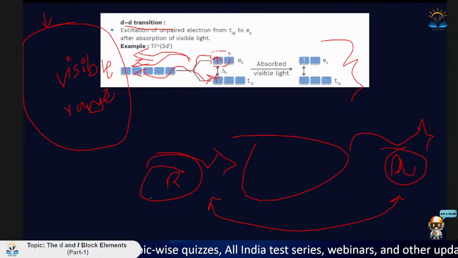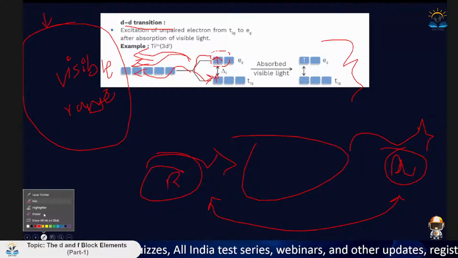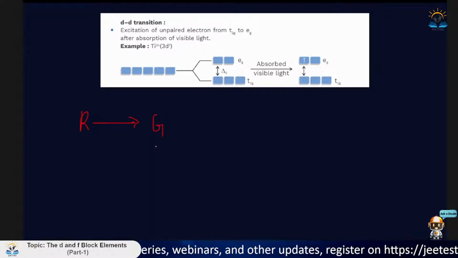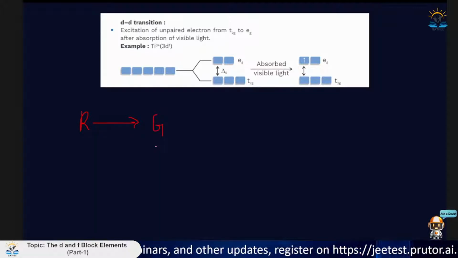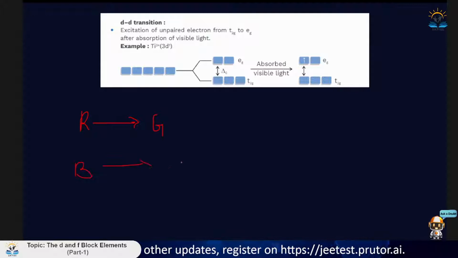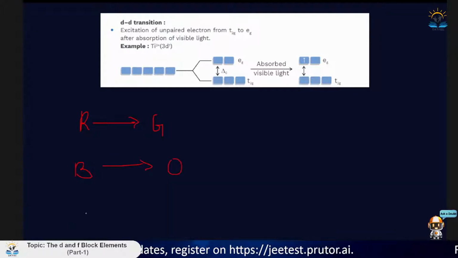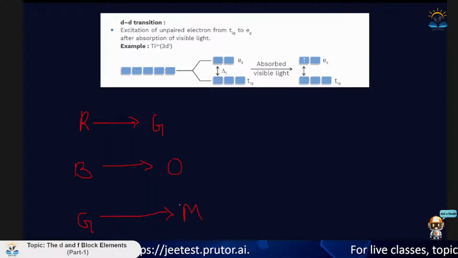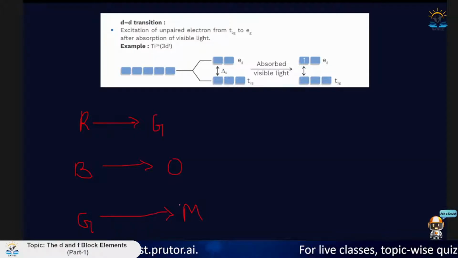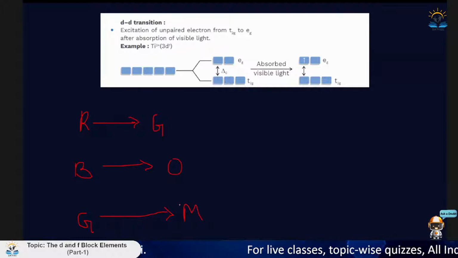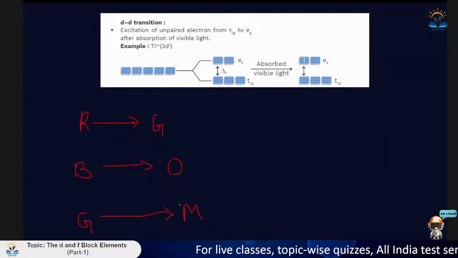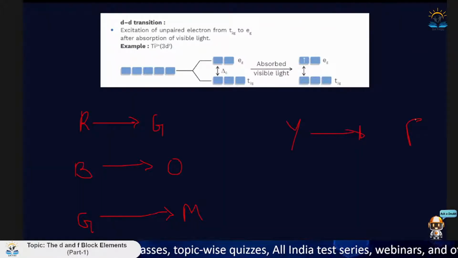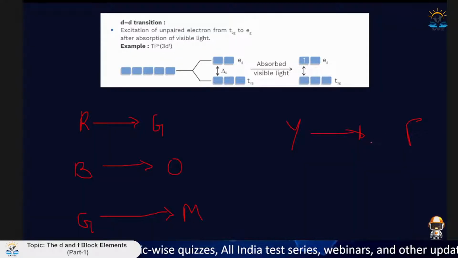Now, here is a thing that you have to remember. Firstly, let's talk a bit about complementary colors. Red has a complementary color of green. Blue has a complementary color of orange, and green has a complementary color of magenta. So you got the concept of how it works: red gives green, blue gives orange, and yellow gives purple. You can get this complementary color sheet from Google.